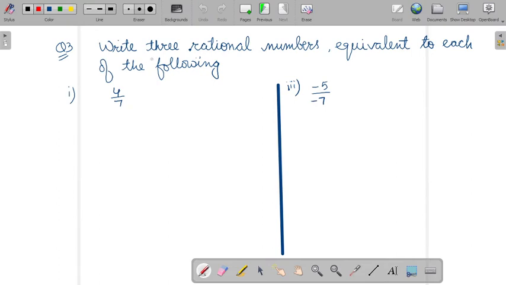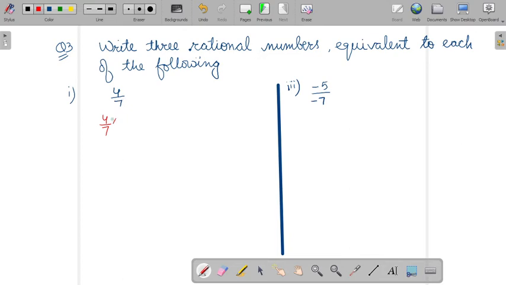In question number 3, you have to write 3 rational numbers which are equivalent to the following rational number. So first we will take 4/7. Now you have to write another number which is equal to this, but the rational number should be different. Means if you convert it to the simplest form by cancelling, it should come the same as 4/7.